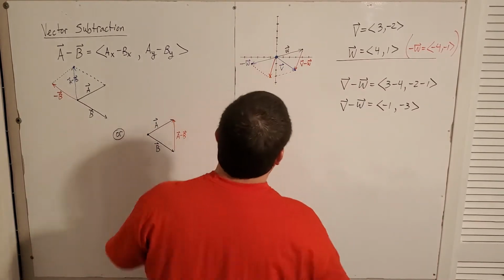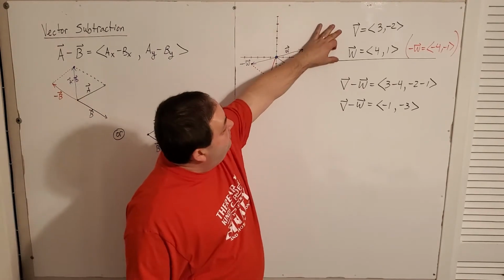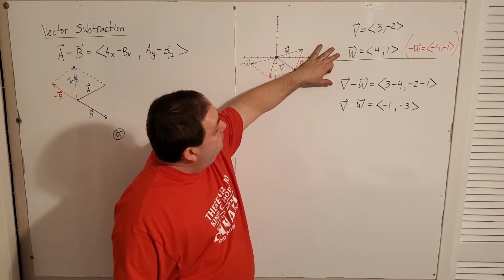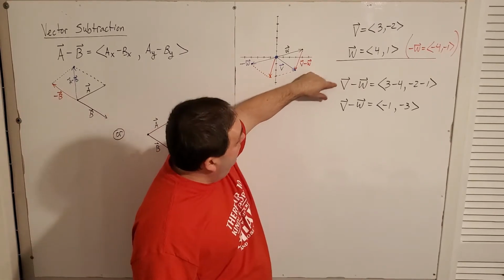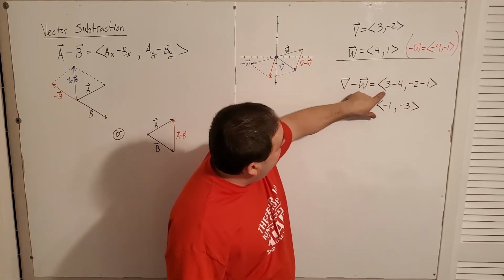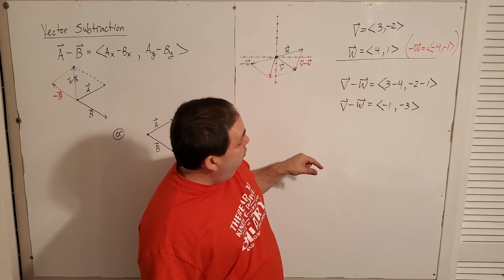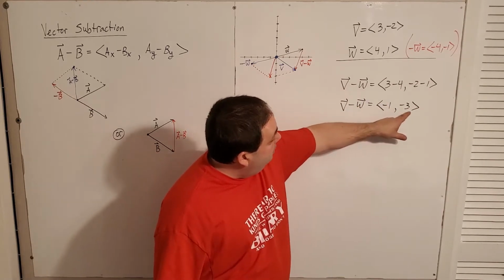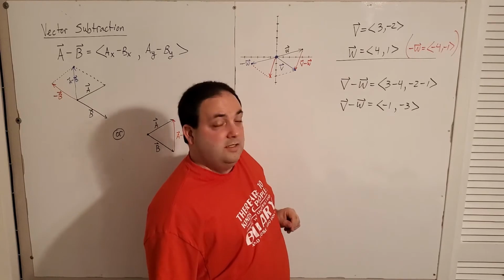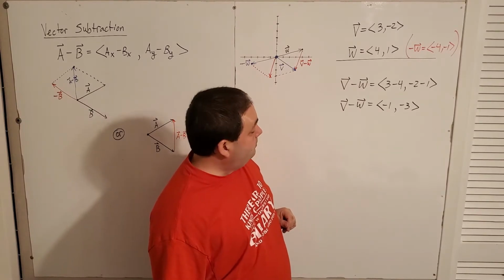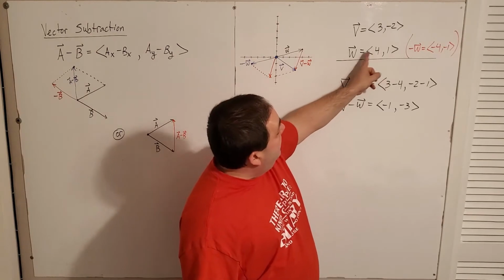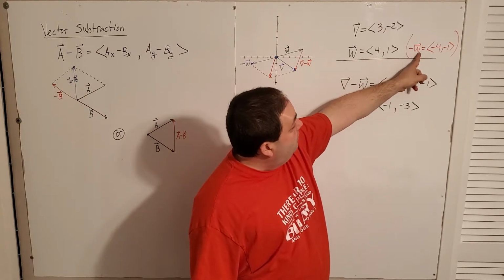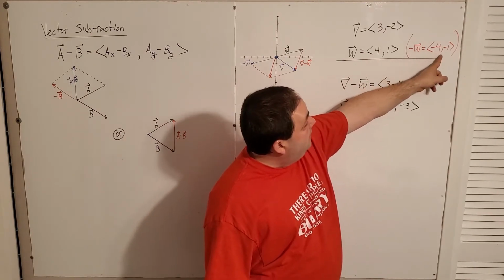So an example, let's do the same V and W vectors as before, but let's do V minus W. The algebraic component form is easy to do: 3 minus 4, -2 minus 1. And I get -1, -3 as my V minus W vector. Okay, so the first way, if I do the anti-parallel, the opposite of W, negative W, is going to be -4, -1.